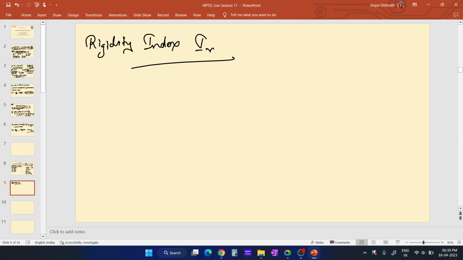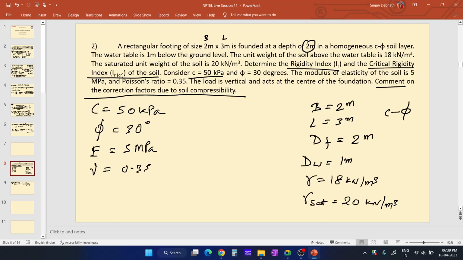So first of all, we need to find out IR. So it is how much? It is G, that is the shear modulus of soil, divided by C plus Q dash, that is the overburden pressure at depth dF plus B by 2, into tan phi. Okay, this is the equation to determine the rigidity index of the soil. Okay, so we know the value of C, that is the cohesion. Cohesion is how much?